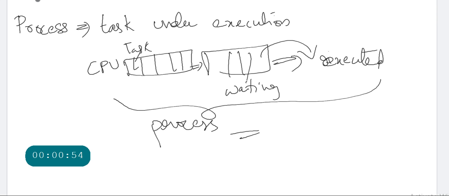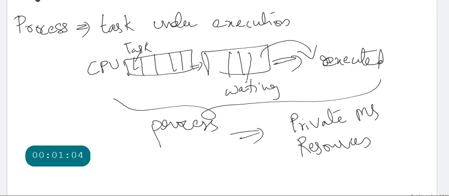And this process has private memory space and resources. These are private to that specific process. No other process has access to them.